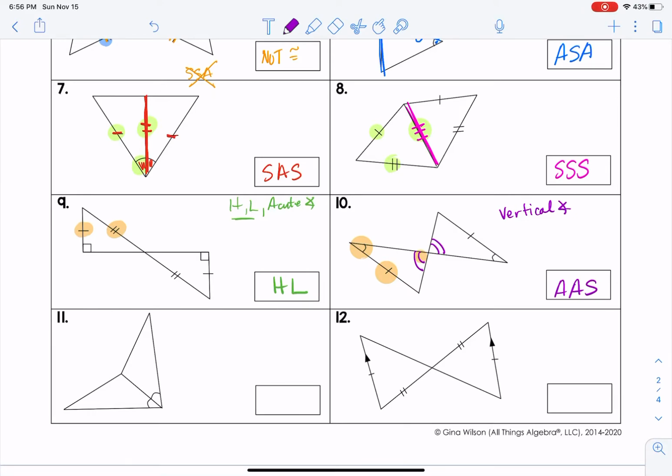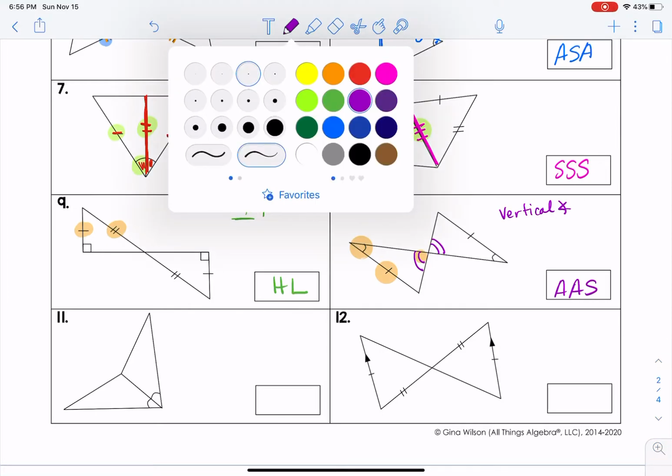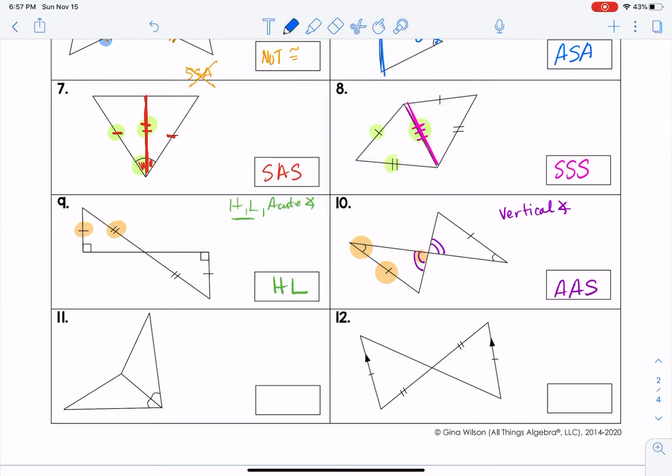When I look at number 11, I have one pair of congruent angles, okay? And I know that this side is congruent, but that's all I have. I don't know anything about the other angles or the other sides. It's not a straight line. I don't have any vertical angles. So all I can say is that with the information given, these are not congruent.